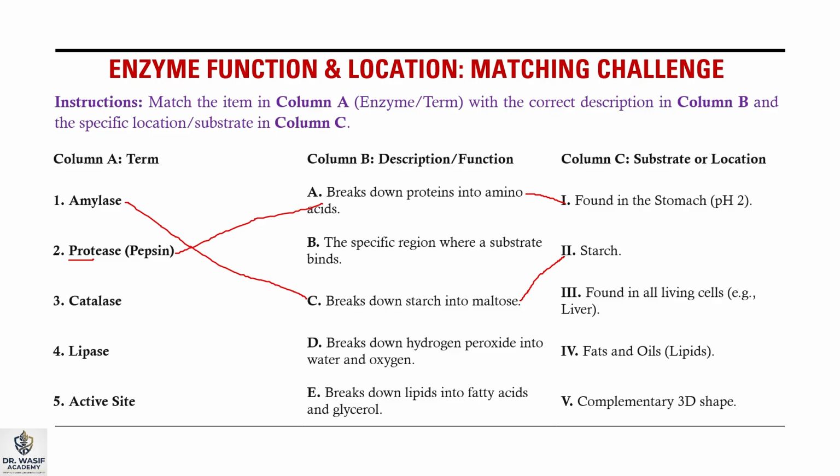Third one is catalase. Catalase matches with D, which means it breaks down hydrogen peroxide into water and oxygen, and then this D matches with number 3. It matches with number 3 because this is found in all living cells, for example liver. Catalase is an incredibly fast intracellular enzyme which protects our cells by instantly destroying toxic hydrogen peroxide byproducts.